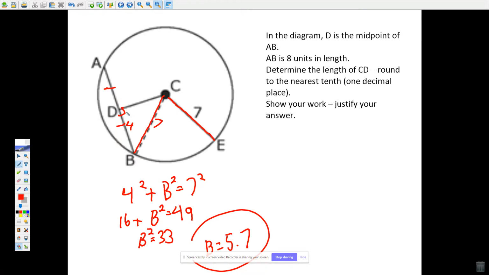Now we have a right triangle that we can use. 4 squared plus b squared equals 7 squared, and we can do that to find this missing side length. We solve that, we get b is 5.7.